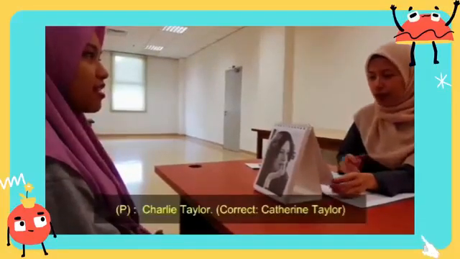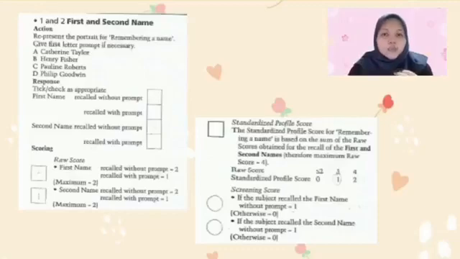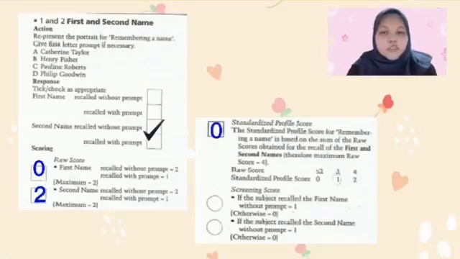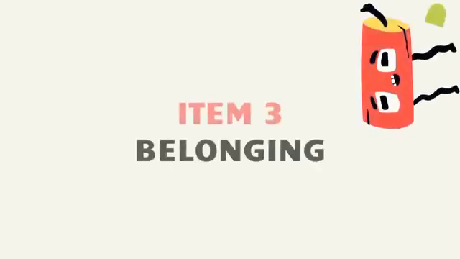Charlie Taylor. The client was unable to remember the first name with or without prompt. However, the client managed to remember the second name without prompt. So the client got a total raw score of 2 with standardized profile score 0. Since the client was only able to recall the second name without prompt, she got a score of 1 for the screening score.